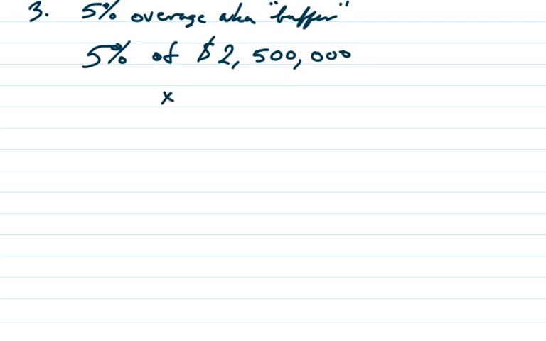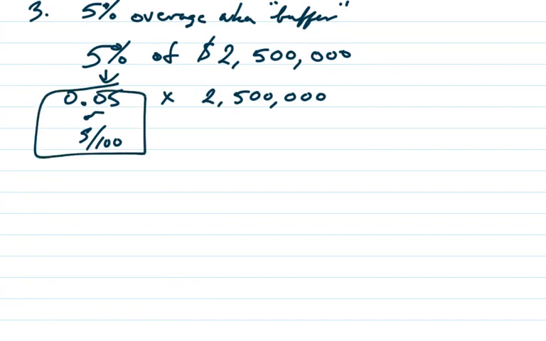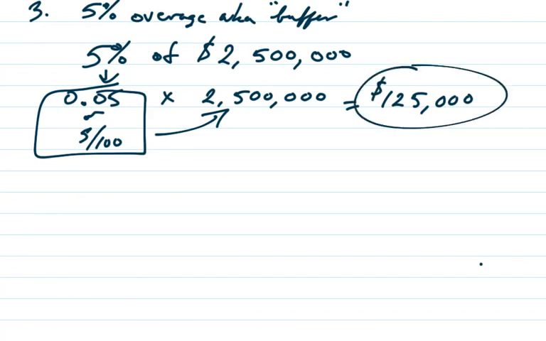of is an indication of multiplication. 5% needs to be turned into one of two forms, either the decimal 0.05 or the fraction 5/100. So taking either of these two times that would give us an extra $125,000.